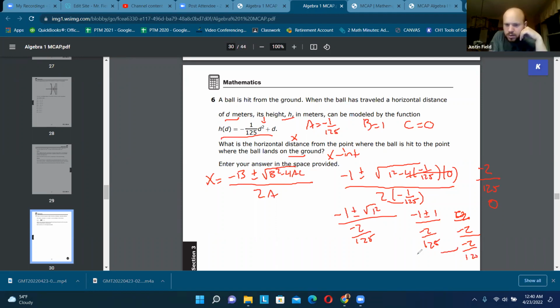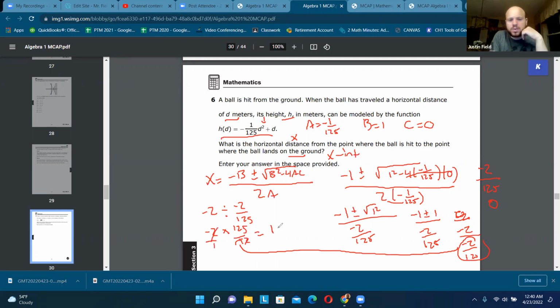So let me just do that over here. Negative 2 divided by negative 2 over 125 is equal to negative 2 times 125 over negative 2. And so that just equals 125. Wow. So the horizontal distance when the ball lands on the ground is 125 meters.